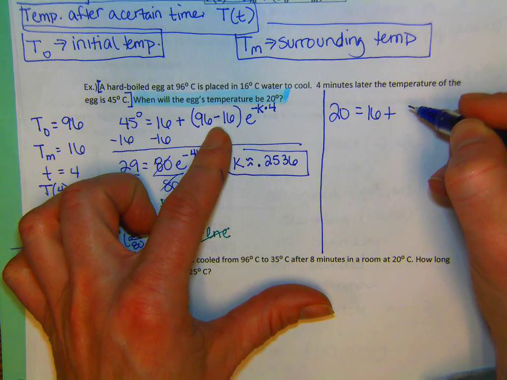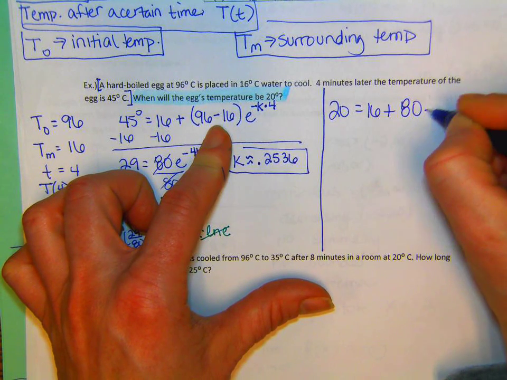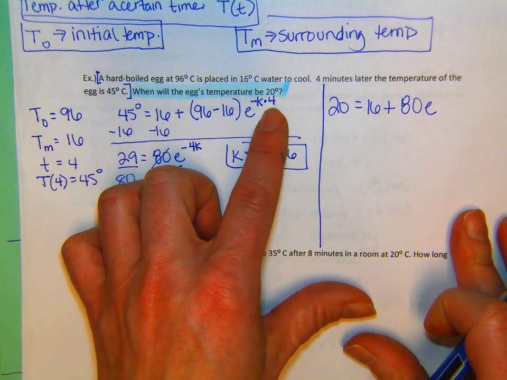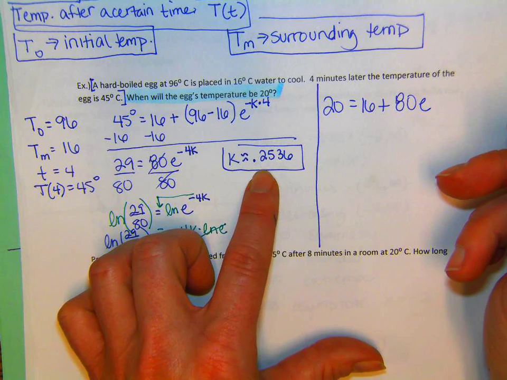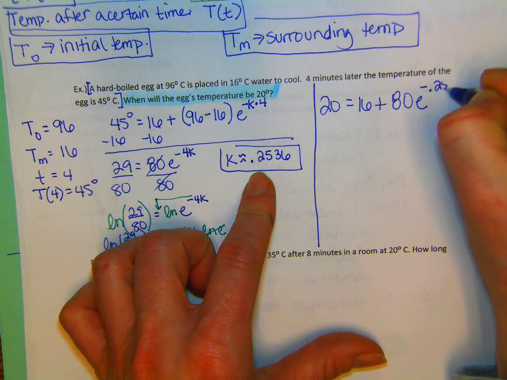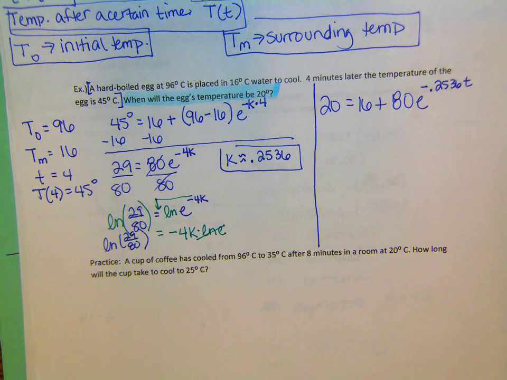Do I really have to write 96 minus 16? No, we did that already. Plus 80. Uh-oh, this isn't k times 4 anymore. We know what k is. We're trying to find t. So I'm going to write negative 0.2536 t. And then I'm going to solve it again.